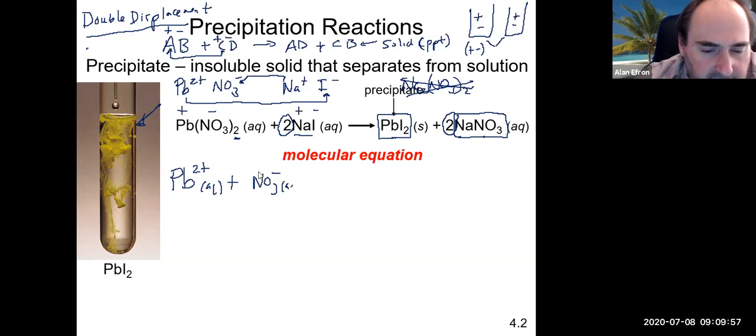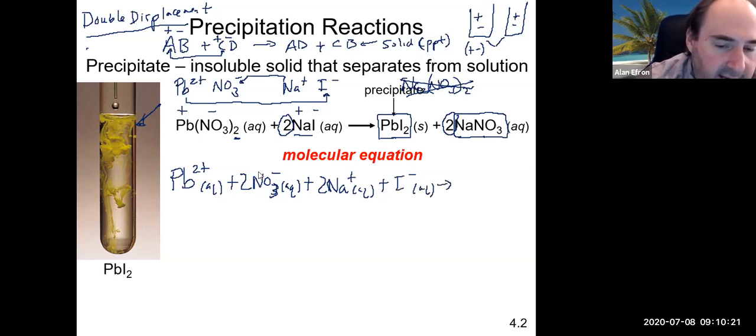But when we look at the nitrate, there is not one of them, but there's two of them. So that 2 will actually come to the front. Then the sodium iodide would also break apart into ions. So you would get 2 sodium ions. This 2 would also go for the iodide, and you would get 2 iodides. Now on the other side, we have this lead-2 iodide, which is this yellow solid. And as you can see, this yellow solid is not going to break apart.